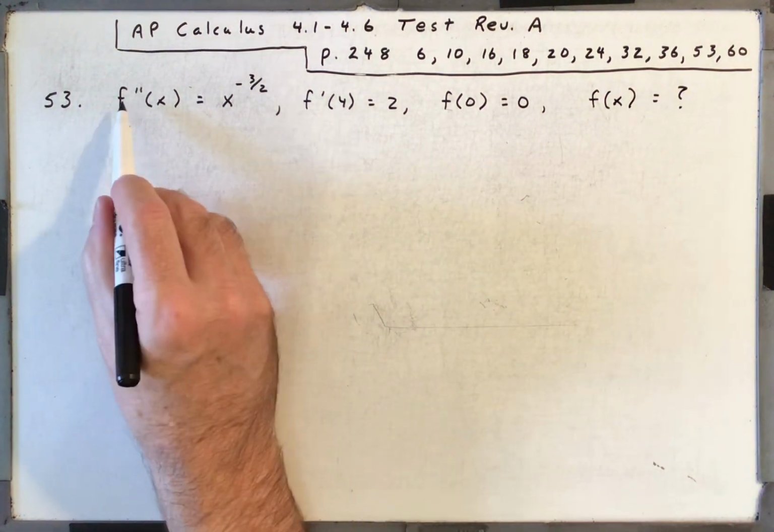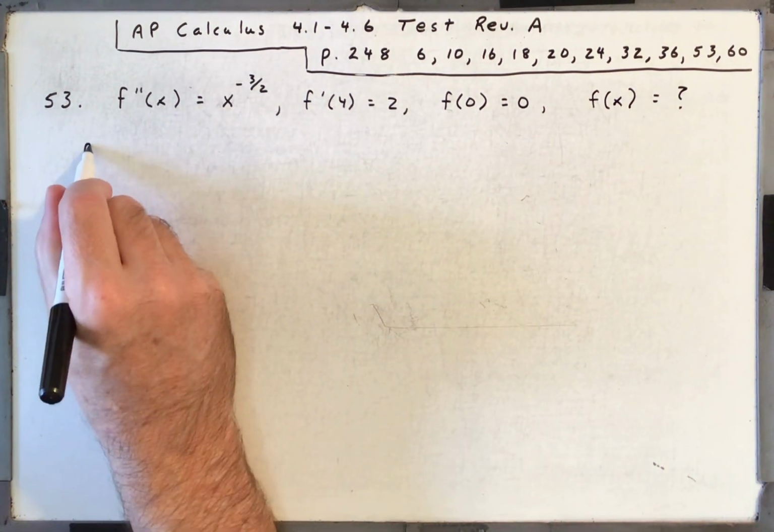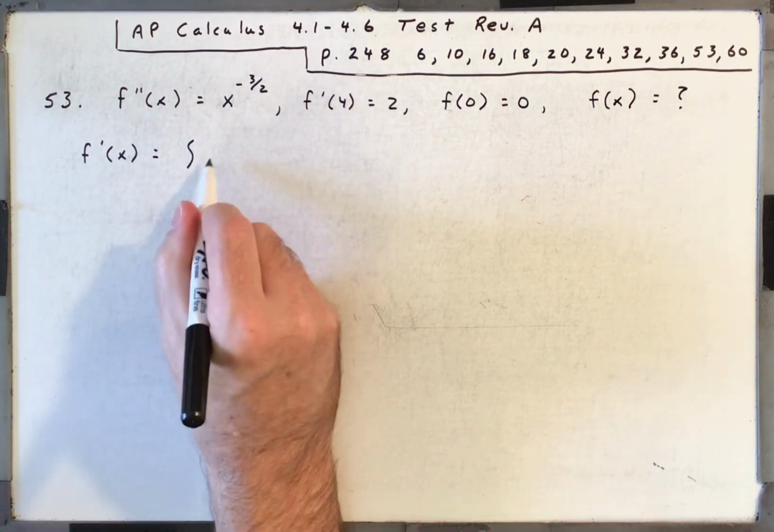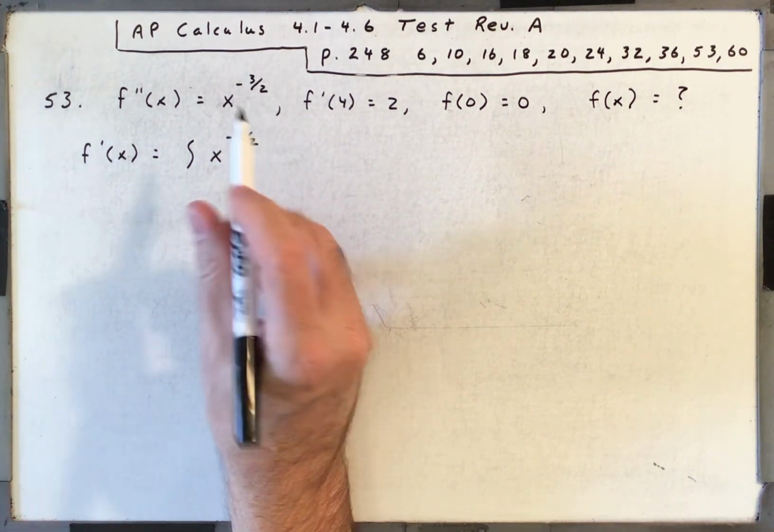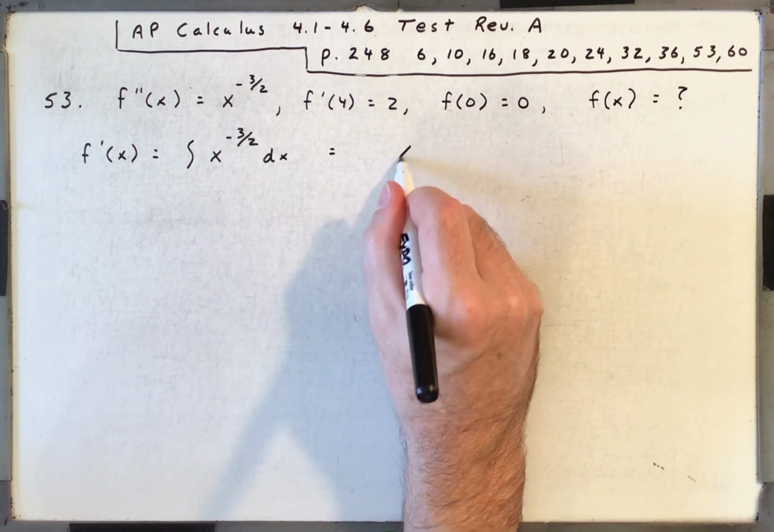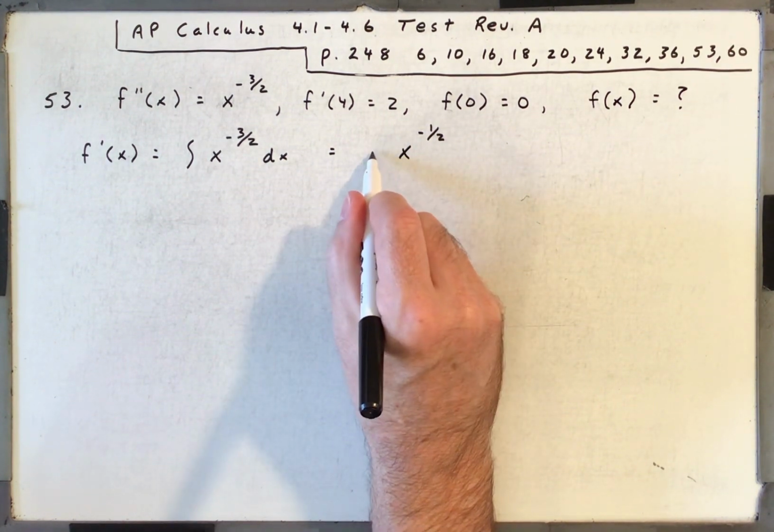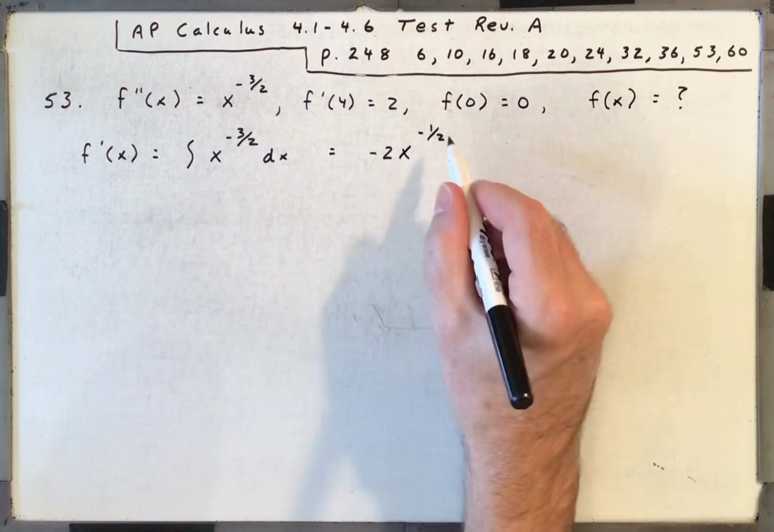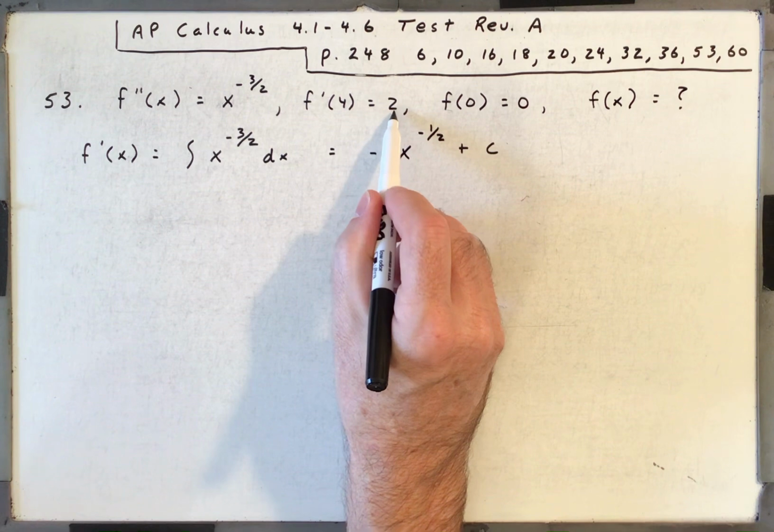So I've got to go up 2 levels from f double prime to f prime and then to f of x. So f prime of x, going up 1 level, we would integrate f double prime of x. So x to the minus 3/2. So we're going from the second derivative to the first derivative. That's going to be x to the minus 1/2, but I would need a negative 2 out front. So negative 1/2 times negative 2 would be 1. Okay, plus c.